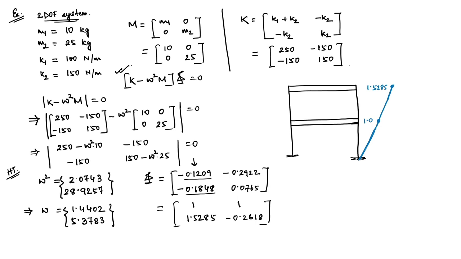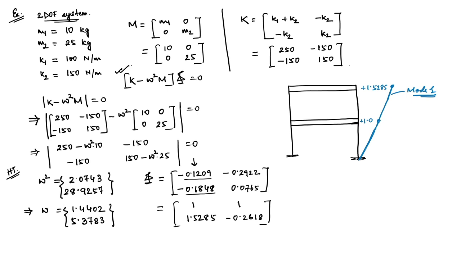So, this is mode 1. Now, we have drawn it on the positive side, it can go to the other side, but the point to be noted is that both of them are positive here, right. That means, when it goes to the negative side, both of them will be negative with the same amplitude, minus 1, minus 1.5285. As we progress, you will see there is no phase difference between the first and second story when it is vibrating in this mode. That will come at a later stage, but for the time being, the point to be noted here is that in mode shape 1, the two stories have the same sign, both positive, or both negative.